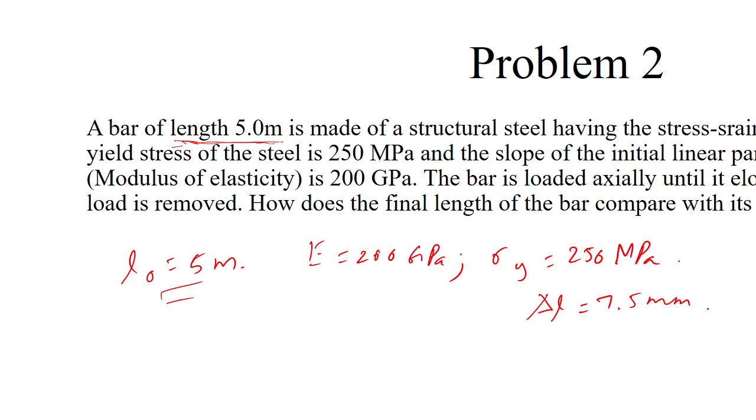So what happens is, initially the specimen is loaded up to the yield stress, and then after the yield stress it is loaded up to here. But here it is not given whether we have plastically deformed it or not. So first we have to find the total strain value. Total strain can be calculated by change in length divided by original length, right? 7.5 by 5,000, which is equal to 1.5 into 10 to the power minus 3.